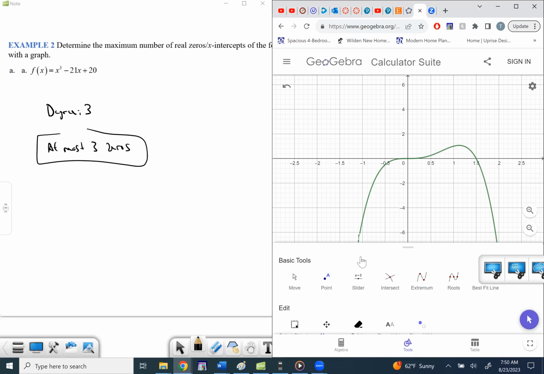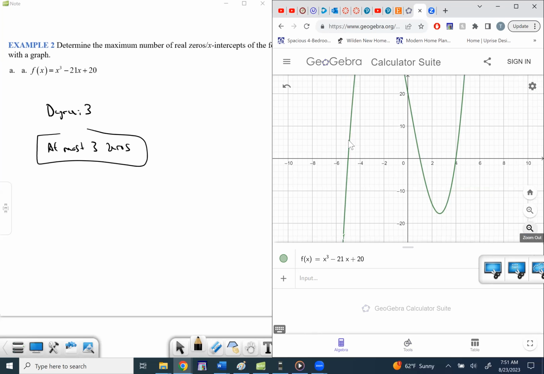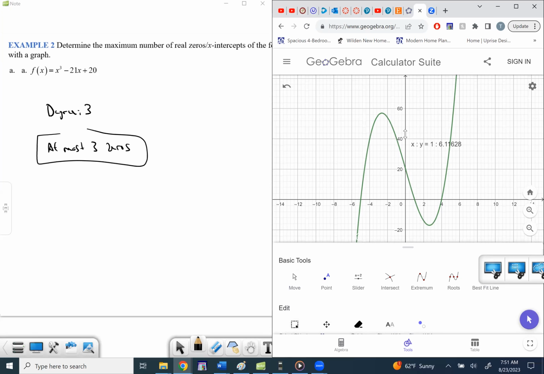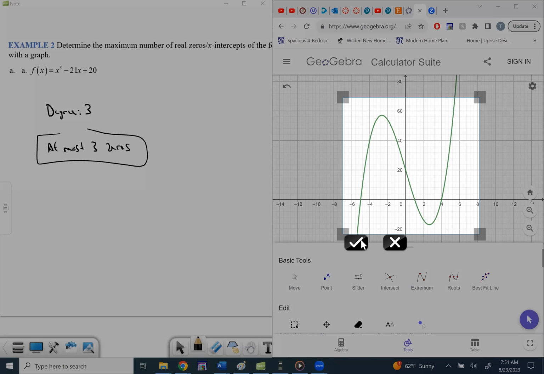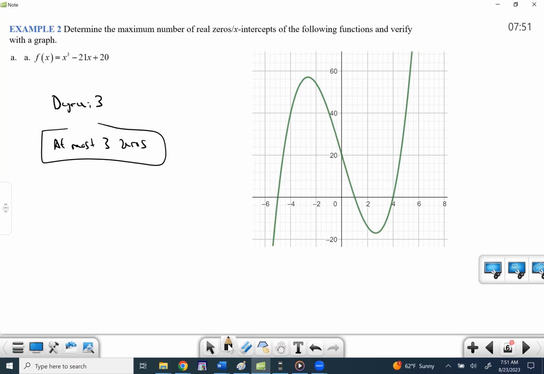Let's go back to algebra. All right, so this is x to the 3rd minus 21x plus 20. I'm zooming out until we can see this. All right, that's enough because we just need the x-intercepts this time. Actually, maybe I can get this just to get a better looking graph. There we go. All right, so let's put this on our screen here. We said at most 3 zeros, 1, 2, 3. It looks good.